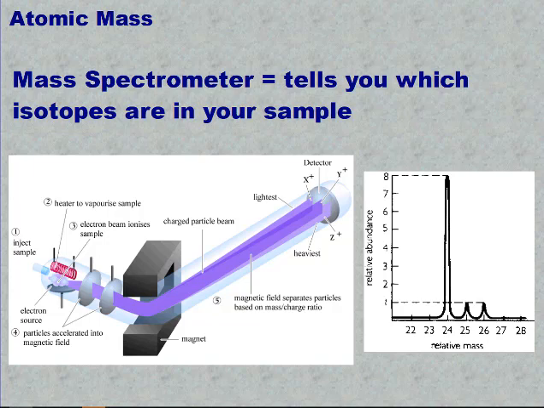A mass spectrometer tells you which isotopes are in your sample. They get sorted from lightest to heaviest, and you get a graph like this, or at least the ones we'll see will be simple ones like this. We can see that there's 3 different peaks. Each of those peaks represents a different isotope. So one has a mass of 24, 25, and 26. The height of the peak represents how abundant it is. So this element has isotope 24 being the most abundant.